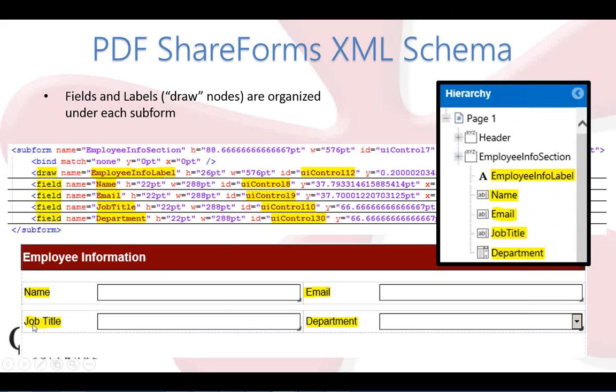And here I actually have a snapshot of what you're seeing on the design pane. Here are those 4 fields, the 3 text fields, as well as the drop-down for department. Over here in the hierarchy, you can see I have name, email, job title. This is the little icon that PDF ShareForms uses for text field, and over here you can see it has a little icon for drop-down, so I can see what controls are bound to these fields over here in the hierarchy.